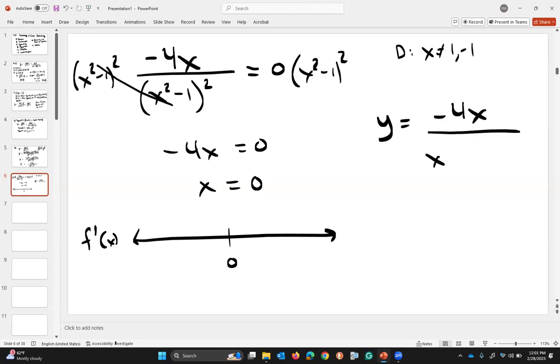And all I want to know is positive or negative. Cool. Okay. And so think about this right here. If you square something, does the sign change?